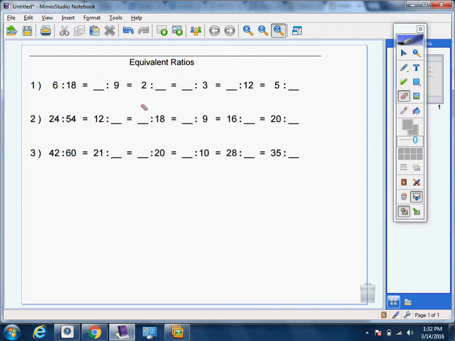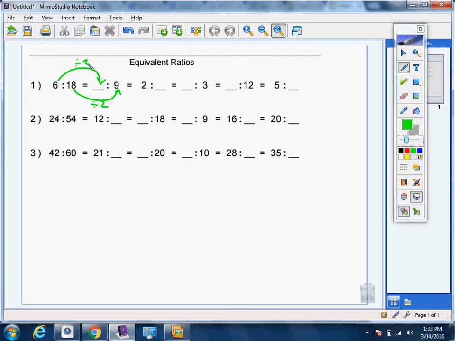One more time. Took the 18, had to change it to 9. How'd I get it to 9? I divided by 2. If I do it to the bottom, I have to do it to the top. That then tells me I take the 6 and I divide it by 2. Is it always the number that's in front? No, it's whatever number they gave you that corresponds. The front number always goes to the front, and the second number always goes to the second number.